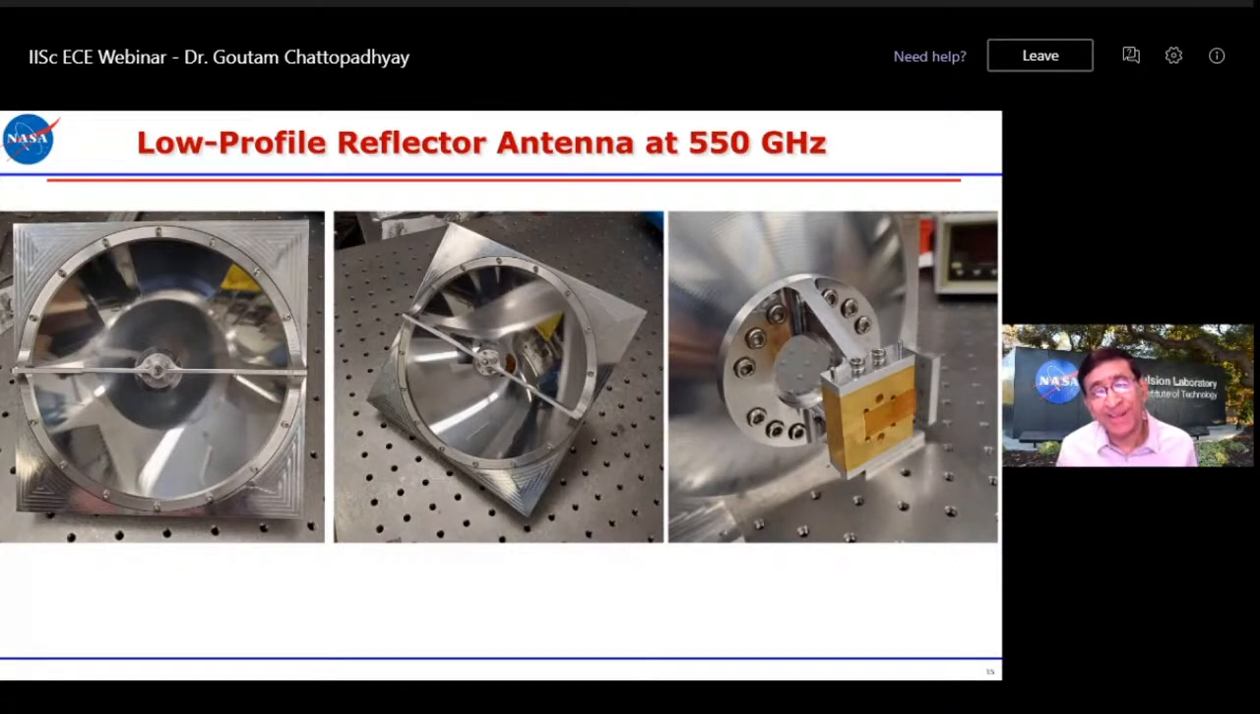So these are the three antenna options we have. We wanted to do a demo on a balloon instrument. The idea was to do that this summer, but again due to COVID, we got delayed. So we are planning to do that next spring, on a balloon, before we actually go on a CubeSat.